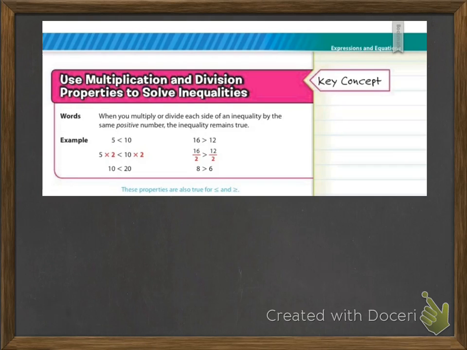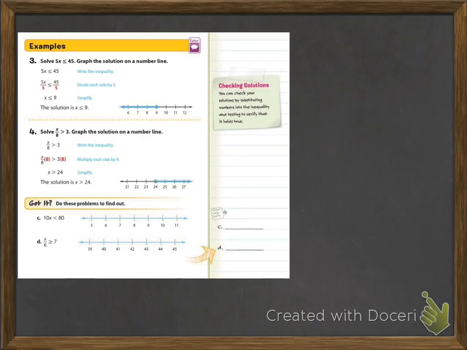So the next thing we're going to do is use the multiplication and division properties to solve inequalities. Just like with addition and subtraction, the steps that you're going to be taking to solve this are going to be identical to those that we learned when we were solving equations, but the difference is you have an inequality symbol. That truly is the only difference. All right, so look at example number 3. On this one here, we have 5x is less than or equal to 45.